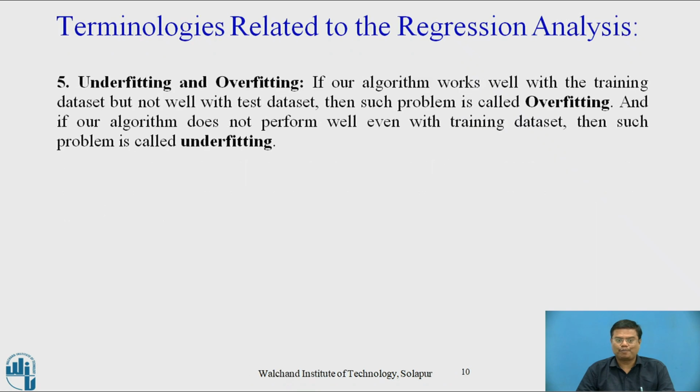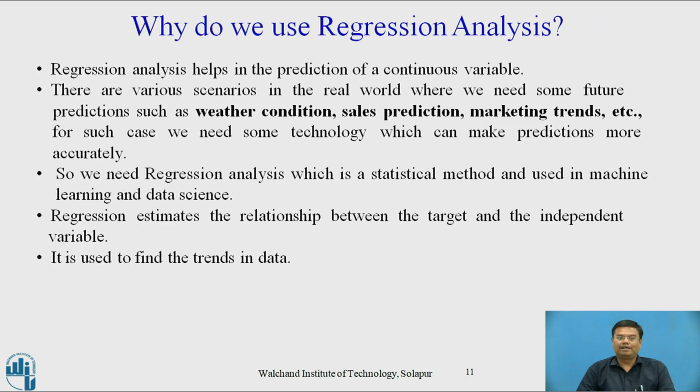regression analysis. And the fifth one, underfitting and overfitting. If an algorithm works well with the training data set but not well with the test data set, then such a problem is called overfitting. So we have to avoid that overfitting. And if our algorithm does not perform well even with the training data set, then such a problem is called underfitting. So in regression analysis we have to avoid the overfitting problem and the underfitting problem also. So these are some terminology related to regression analysis.